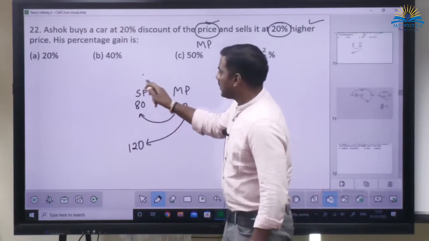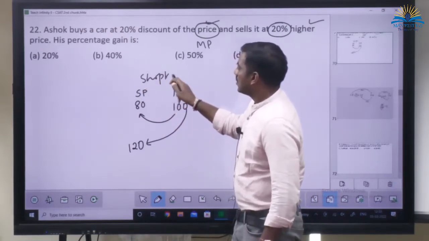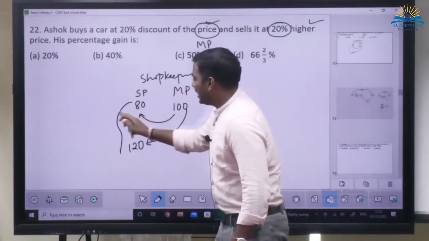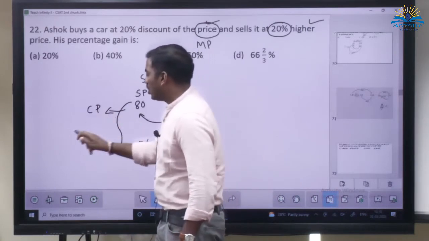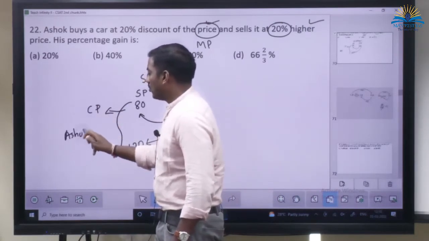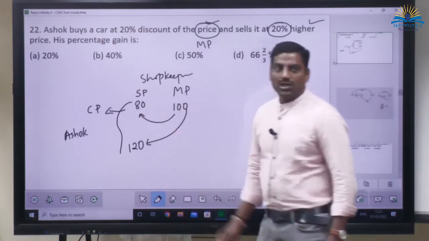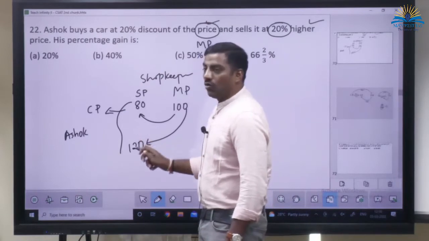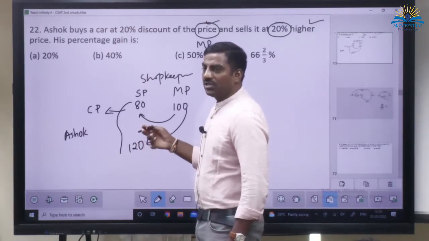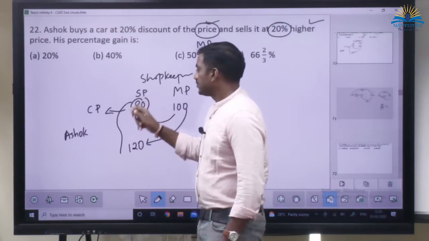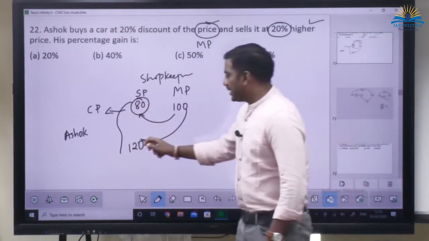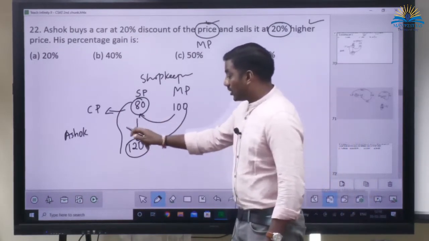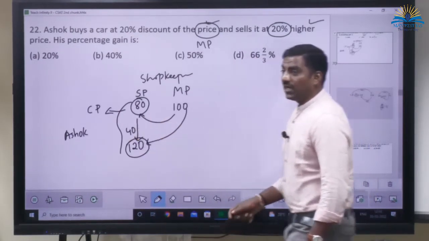This is the selling price with respect to the shopkeeper. Now this price will become the cost price for Ashok, and Ashok wants to sell it at 120. Now, his investment is how much? Ashok's investment? Correct. And he wants to sell it at 120. What is the profit? 40 rupees, but on the investment of?